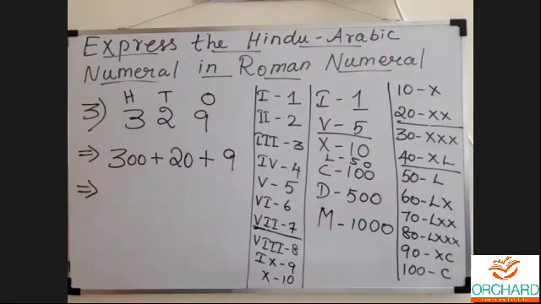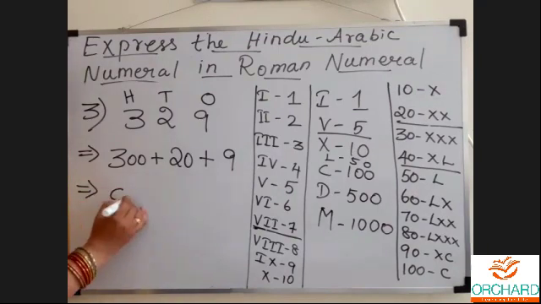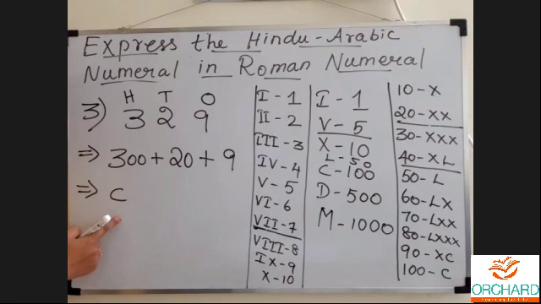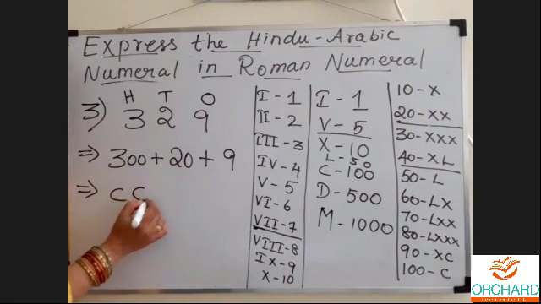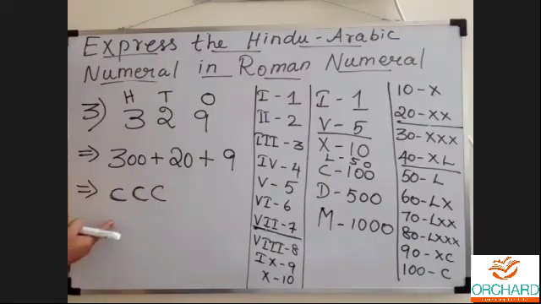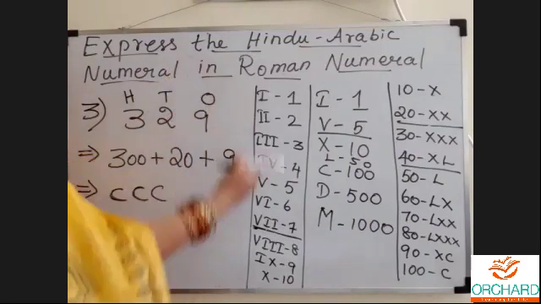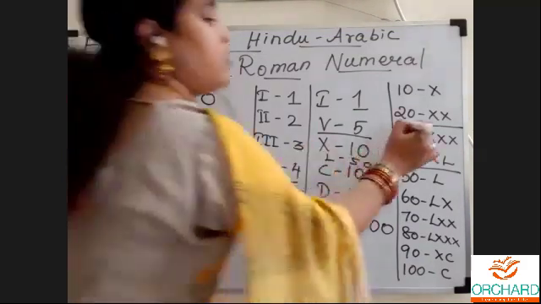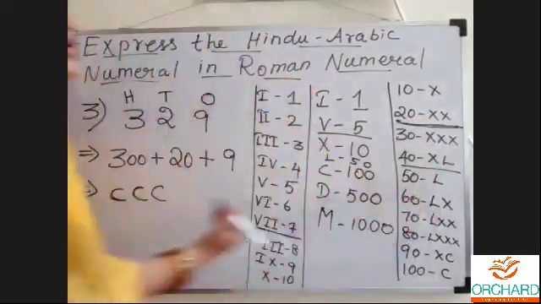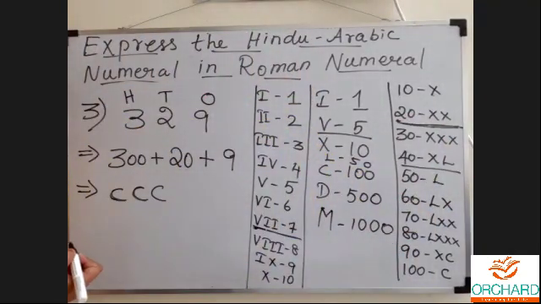Now how can we express this? 300 can be expressed as, that is, 100 can be expressed as C. 300 means we have to write 3 Cs. That is C, it can be considered as 300. And how can we express 20? Just check your basic symbol. For 20, it can be represented as XX.